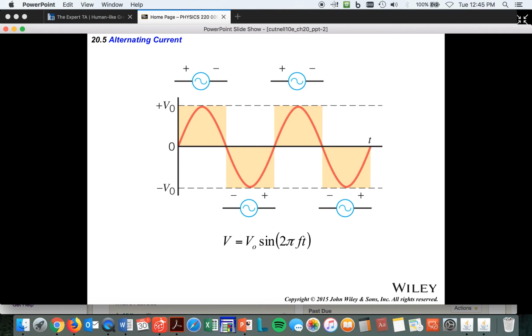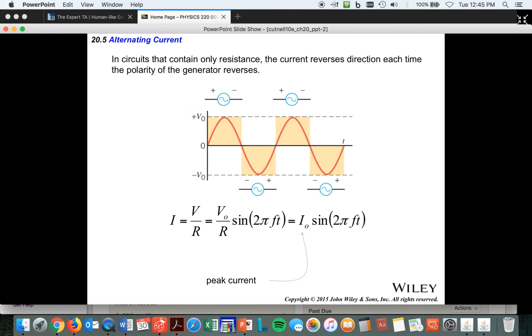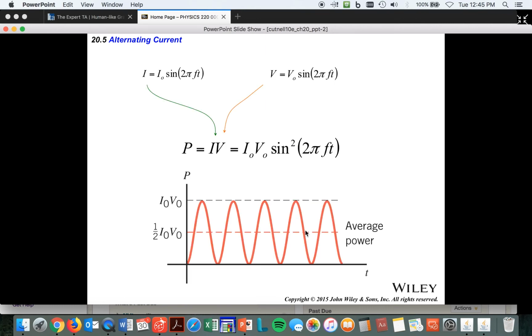This looks hard, but it's not. I is equal to the maximum, since the current is voltage V over R. Now R is not affected by this. R is a constant. It's always the same. So I is equal to I naught times the sine of 2 pi times the frequency too, where I naught is the peak current. And so the power, when we multiply these two together, we get sine squared of 2 pi times the frequency, which means it's always positive.